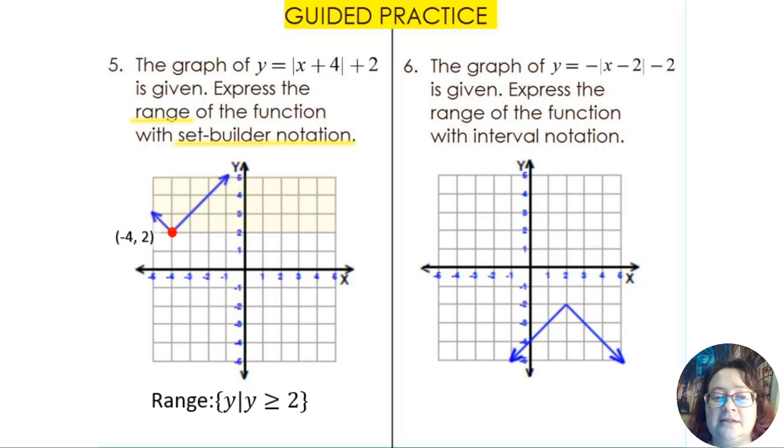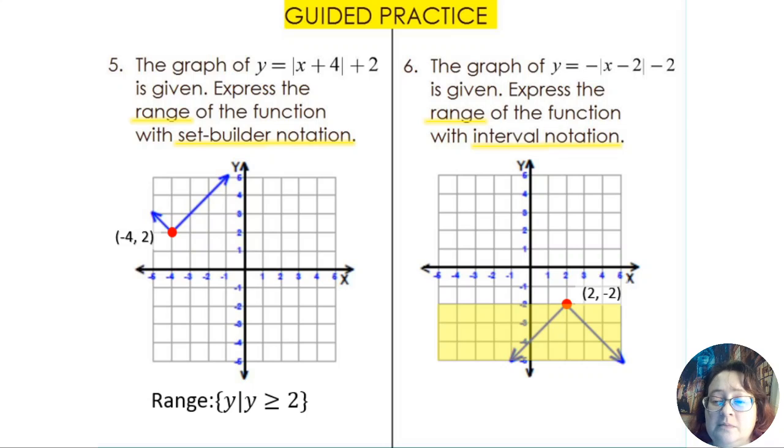In number 6, again, I'm going to underline my keywords. We've got range and interval notation. So again, range, I'm looking at y values, that's up and down. So I'm going to start with my vertex, and then find the ordered pair for my vertex. It's 2, -2. So I know that I'm going to see -2, that y value in there. And from here I go down, so y gets less than -2.